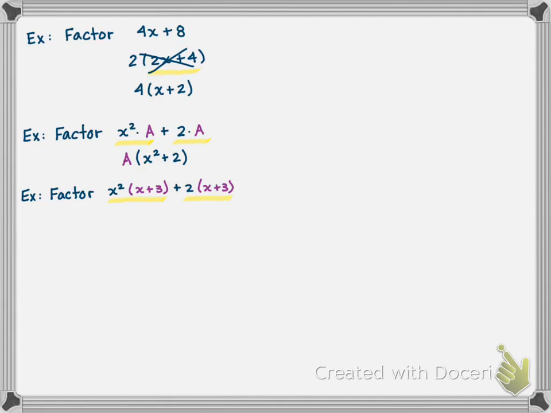It has a common factor of x plus 3, right? That first term has a factor of x squared and a factor of x plus 3, because that's what's being multiplied. And then the second term has a factor of 2 and a factor of x plus 3. So I can pull that common factor out to the front, just like I did with all my other GCFs. And then in parentheses, if I take x plus 3 out of the first term, I'm left with x squared. And if I take it out of the second term, I'm left with 2.